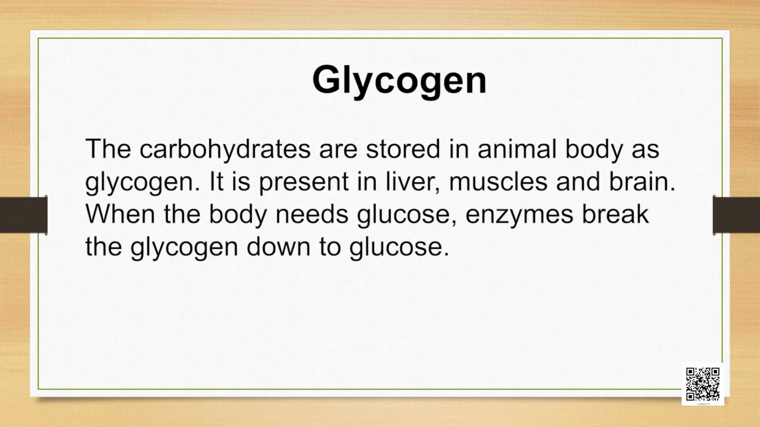Glycogen. The carbohydrates are stored in the animal body as glycogen. It is present in the liver, muscles and brain. When the body needs glucose, enzymes break the glycogen down to glucose.